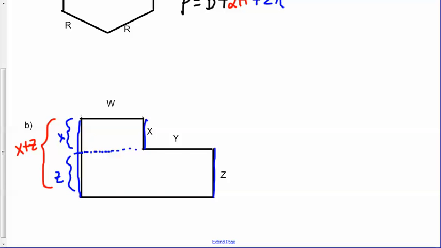Let's see if we can do the same thing for this horizontal side down here that we don't know the length of. So we can see the other horizontal sides. We see this W side here, and we see the Y side here.